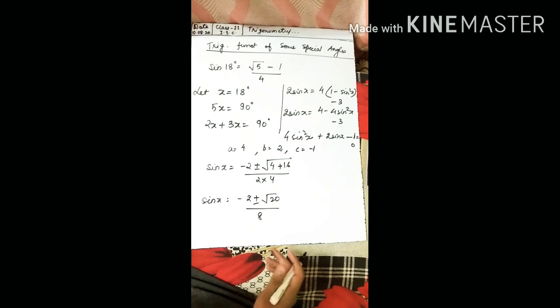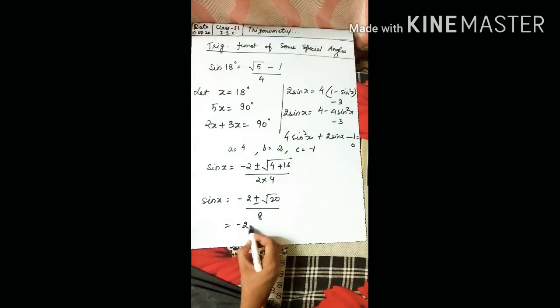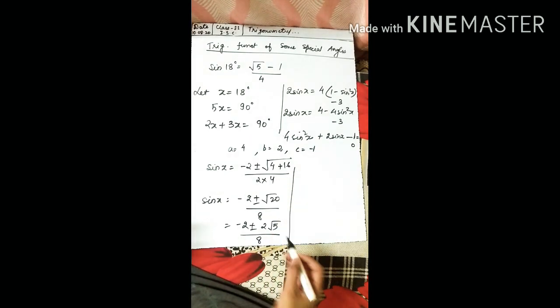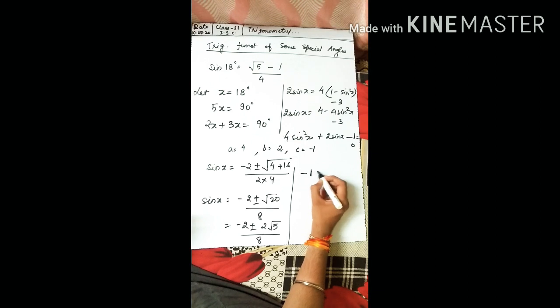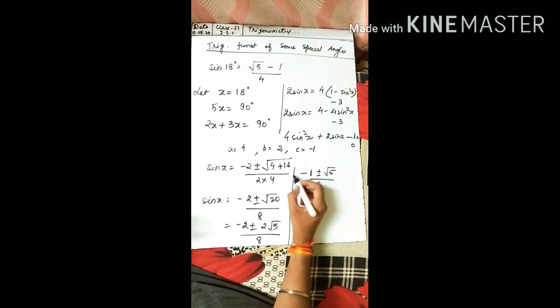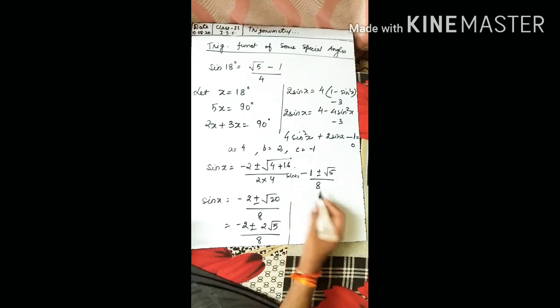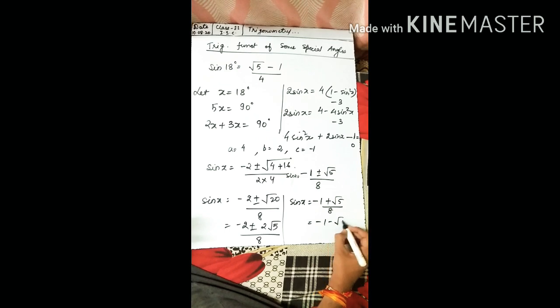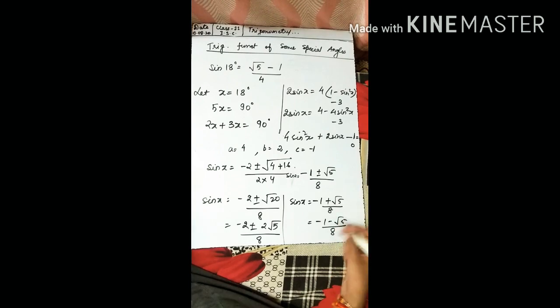Now under root 20 can be written as 2 root 5 upon 8. Now you can take 2 common out, so sin x is equal to minus 1 plus minus under root 5 upon 4. Now you have two answers. One is sin x is equal to minus 1 plus root 5 upon 4, or minus 1 minus root 5 upon 4. So now how to decide which answer is correct?